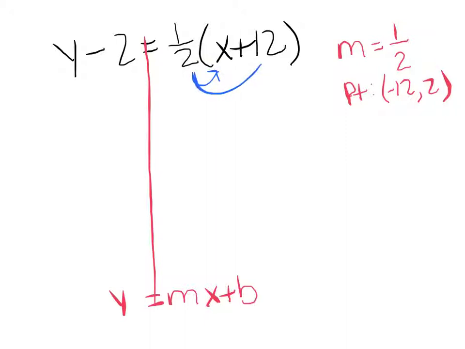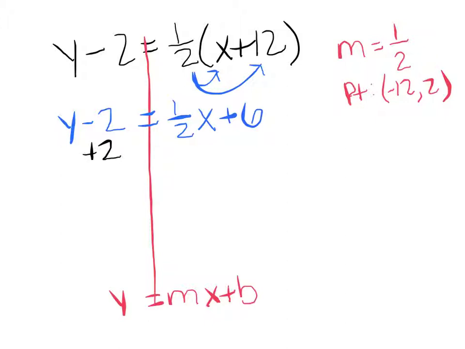Because it's a fraction doesn't mean it can't be distributed. 1/2 times x is just 1/2 x. 1/2 times 12 is 6. Half of 12 is 6. On the other side, we still have y minus 2. Alright, so now we have something looking like mx plus b, but we still have a number over with y, so I'm going to move that. I'm going to move it to the other side. I'm going to add 2.